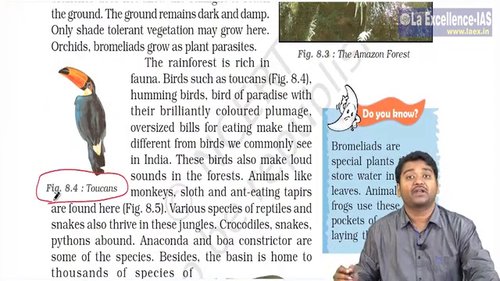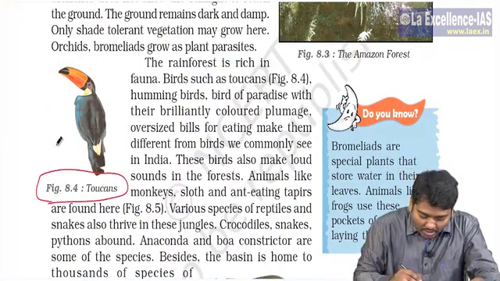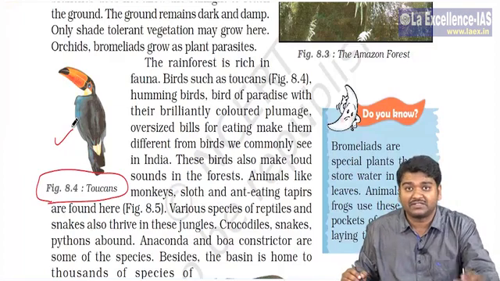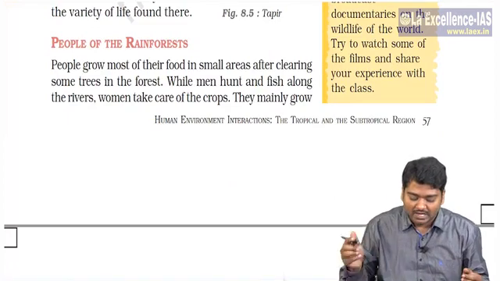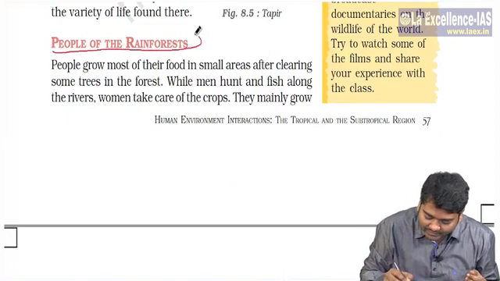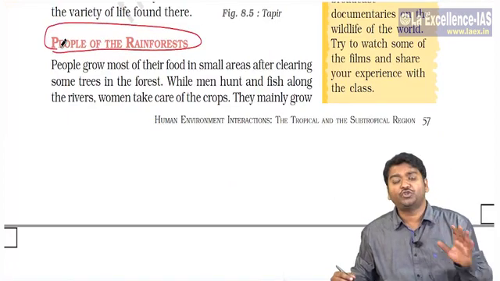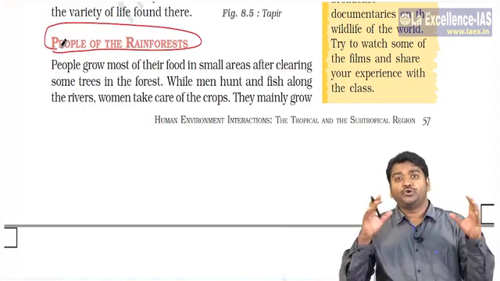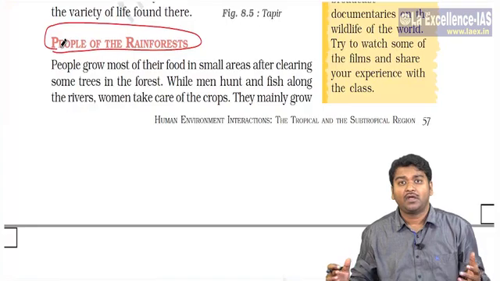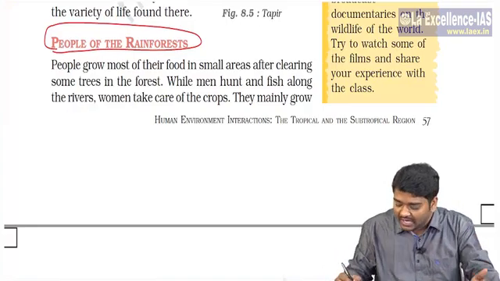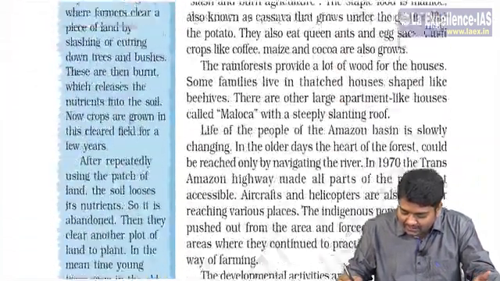Toucans are very important organisms which are present in the Amazon basin. Then the most important one is about the people of this rainforest region. What do they do or how do they live? They don't know the technological things, they don't know about fertilizers and all. What they usually do is, they actually take a piece of land.